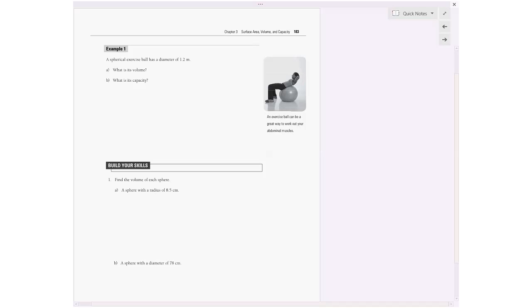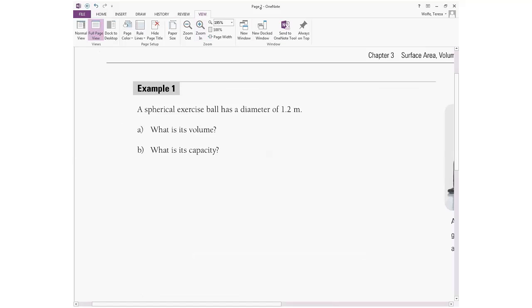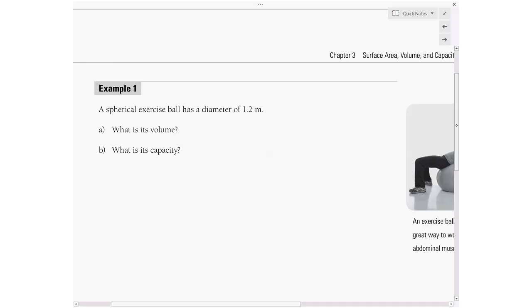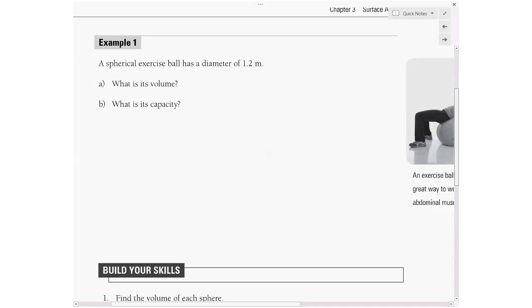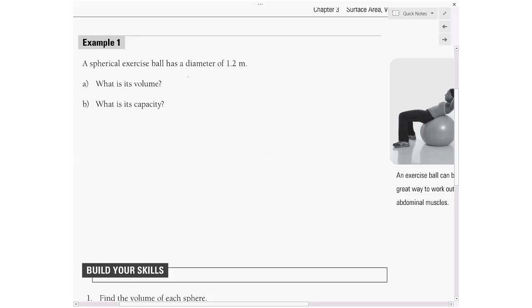Now let's look at example 1. I'm just going to make this a bit bigger. Zoom in. So we have a spherical exercise ball. It has a diameter of 1.2 meters. We want to know what its volume is and what its capacity is.